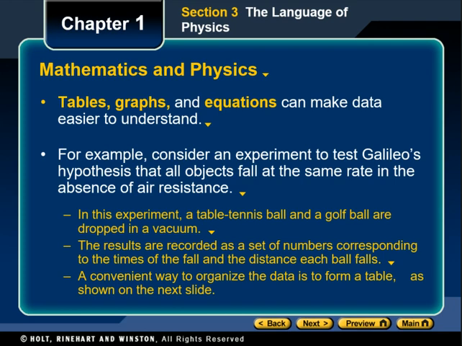Chapter 1, Section 3, Mathematics and Physics. Just as physicists create simplified models to better understand the real world, they use the tools of mathematics to analyze and summarize their observations. Then, they can use the mathematical relationships among physical quantities to help predict what will happen in new situations.